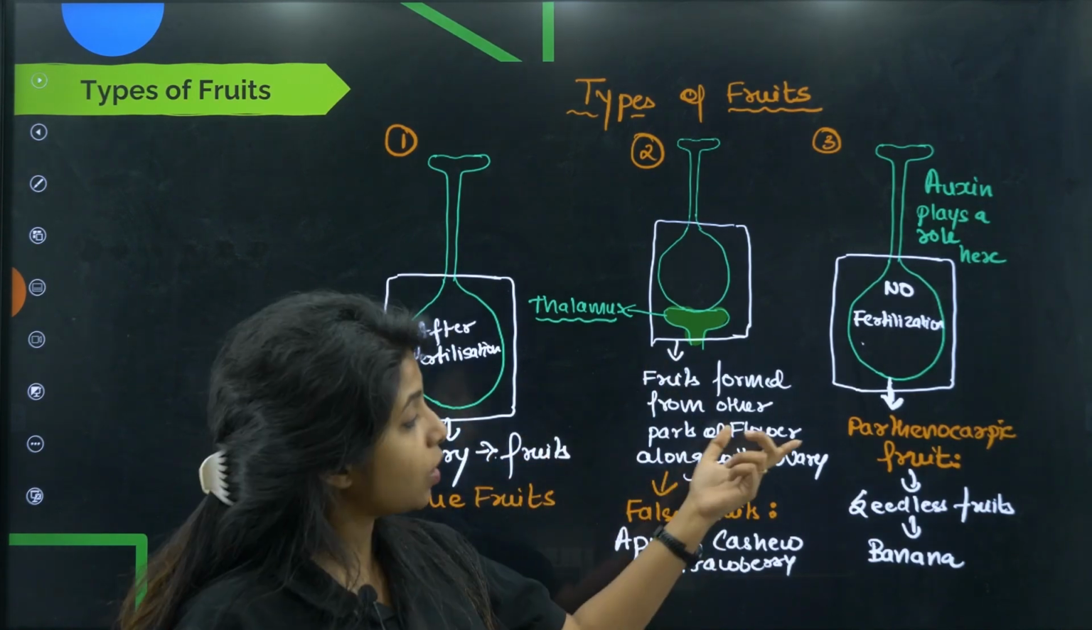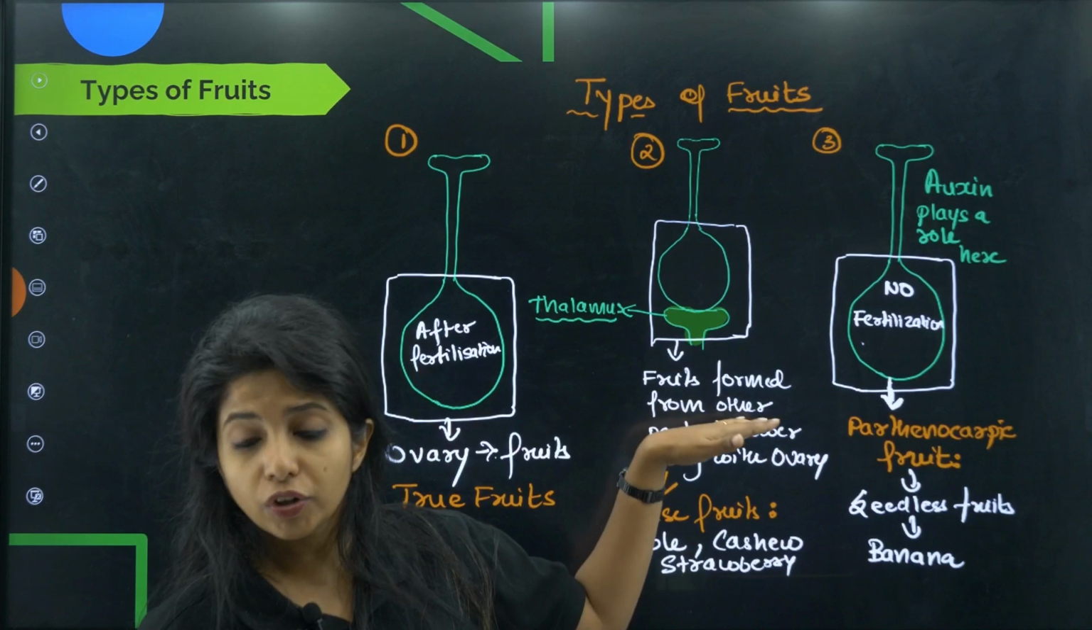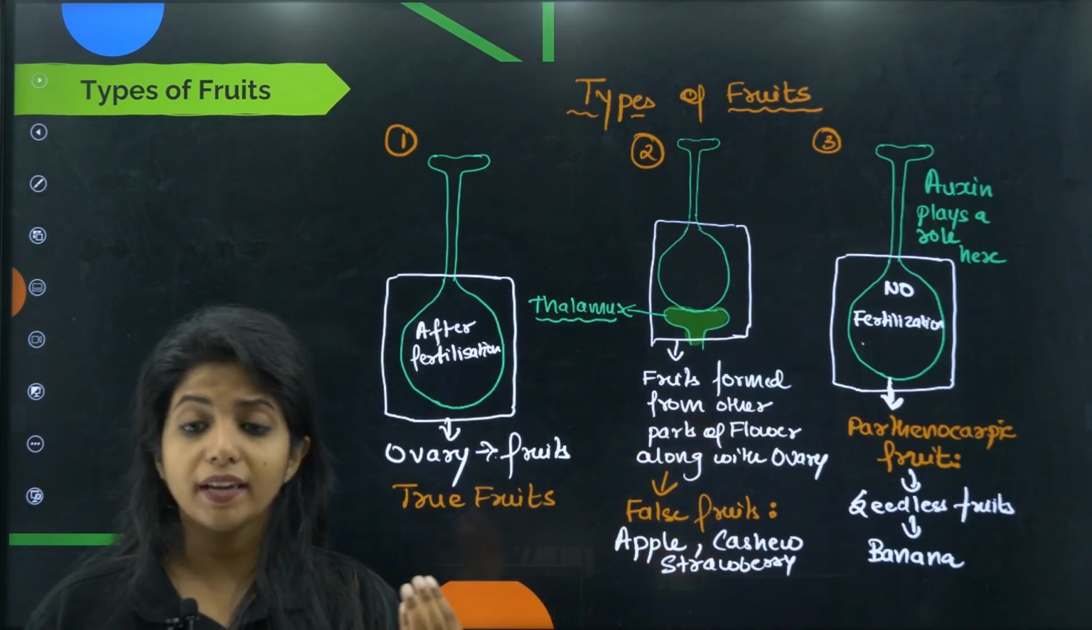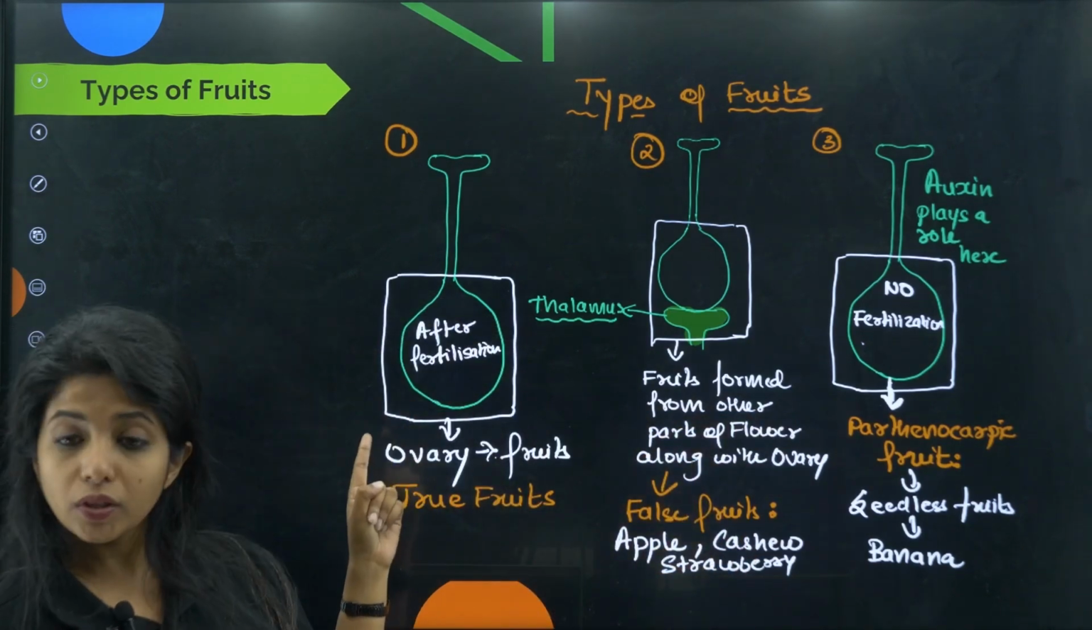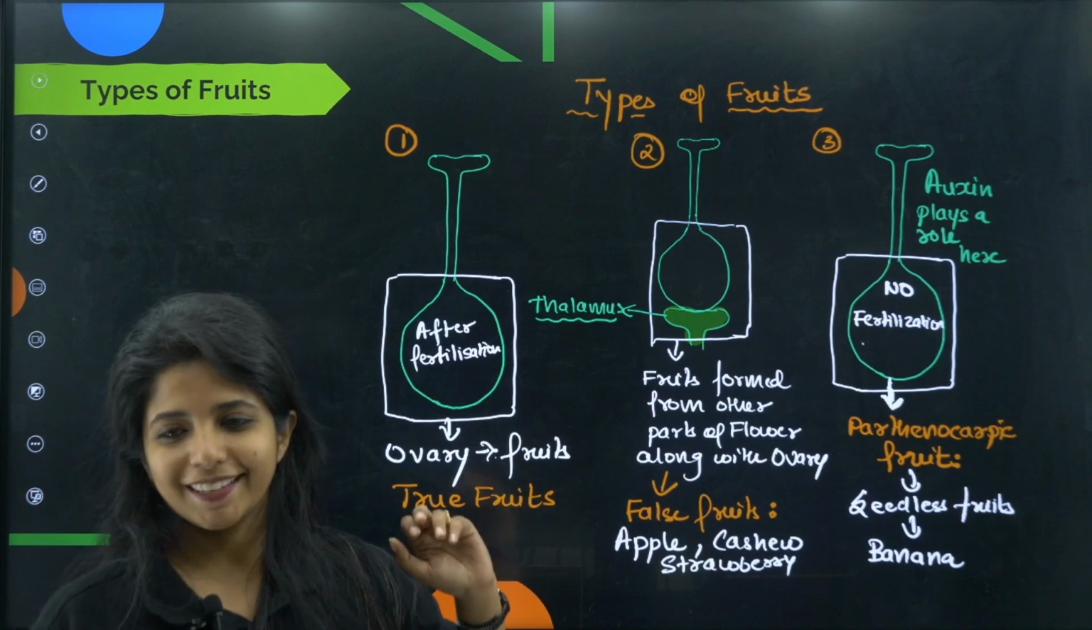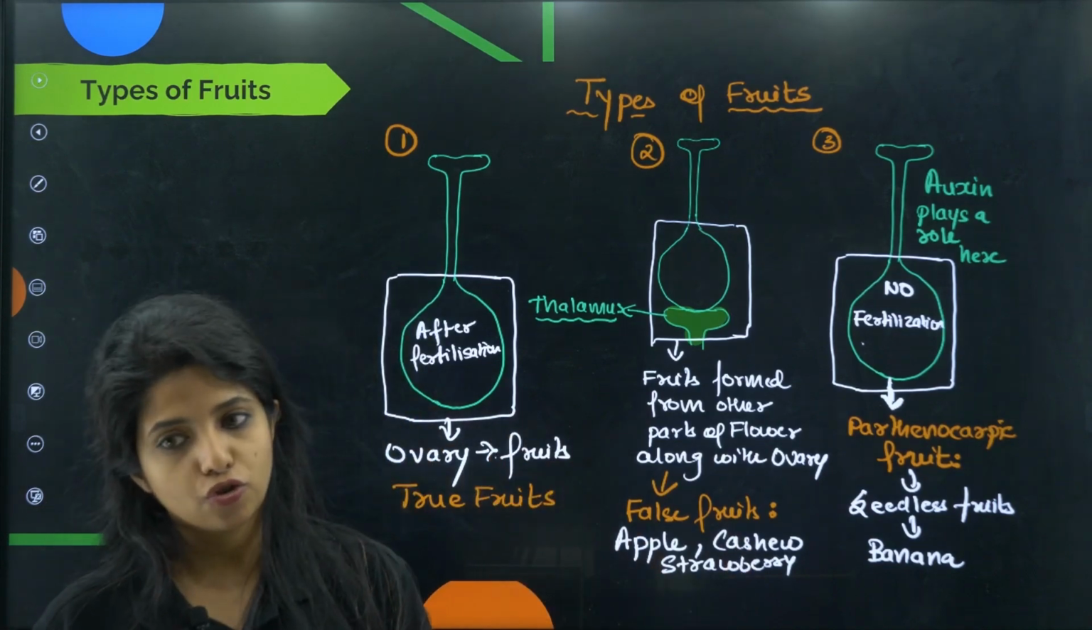So remember, along with the ovary, these parts are also contributing to the formation of the fruit, which is why it is known as false fruit. True fruit is only this. False fruit is also this, okay. So we have apple and cashew nut and strawberry.